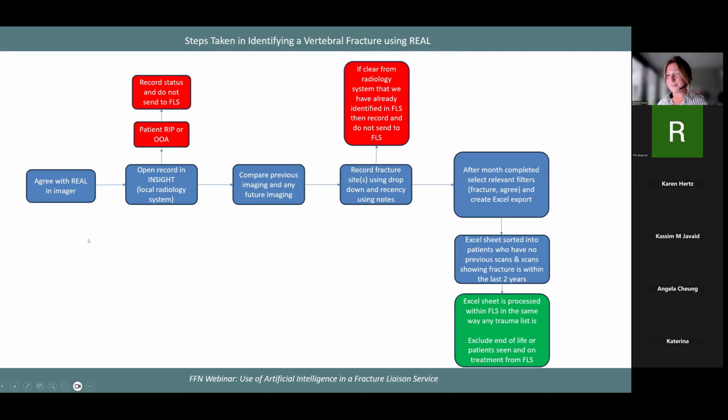Despite that, it is really important to note that there is a huge human level here, and the AI is a really, really good way of being able to consistently identify these vertebral fractures.